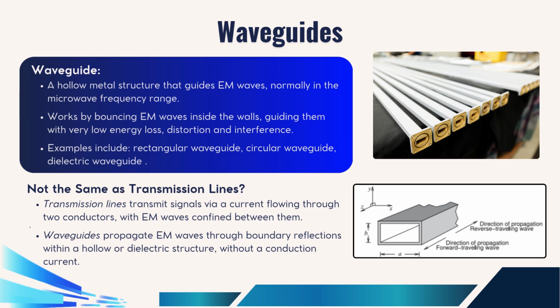So you may be wondering, what's the difference between transmission lines and waveguides? Well, transmission lines transmit signals via a current flowing through two conductors, with EM waves confined between them. However, waveguides actually propagate the EM waves themselves through boundary reflections within a hollow or dielectric structure without a conduction current. So this may be likened to a sort of pipe where the EM waves are flowing through these pipes and they are bouncing off the walls till they reach their destination.